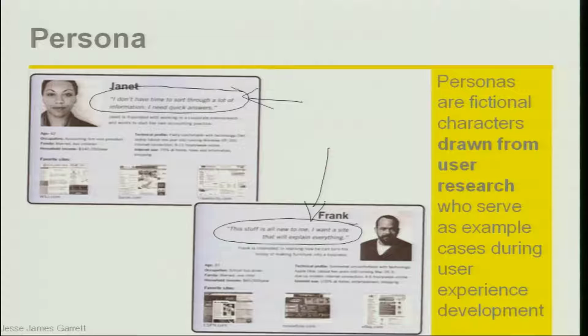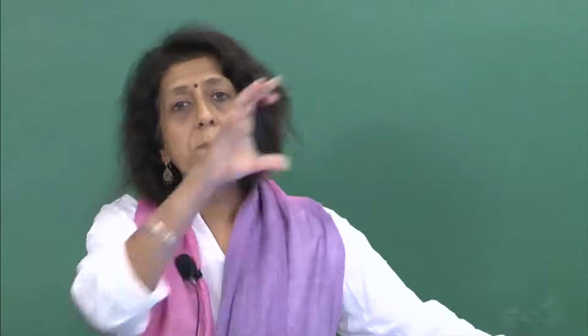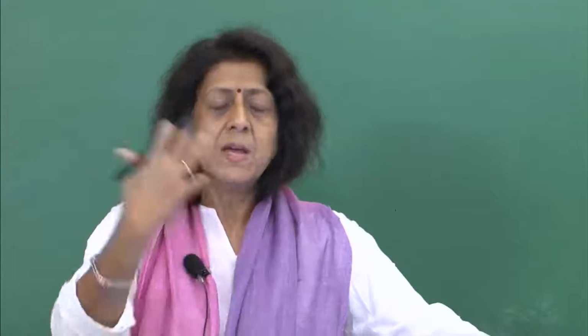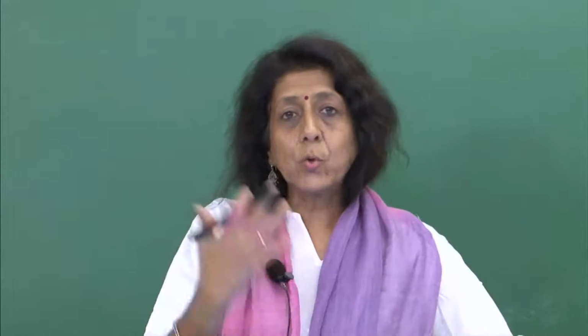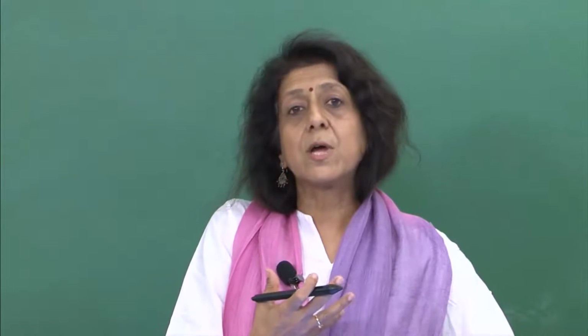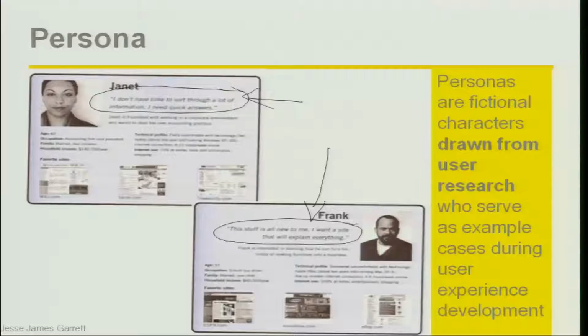Janet and Frank. Now, Janet is not a real person, but she's representative of a whole bunch of people who have a need, who want the service to quickly give them answers and quickly help them learn about how to start a new business and get off the ground quickly. Frank, on the other hand, needs something that would be explained in detail to him, and he has the time to go through it.